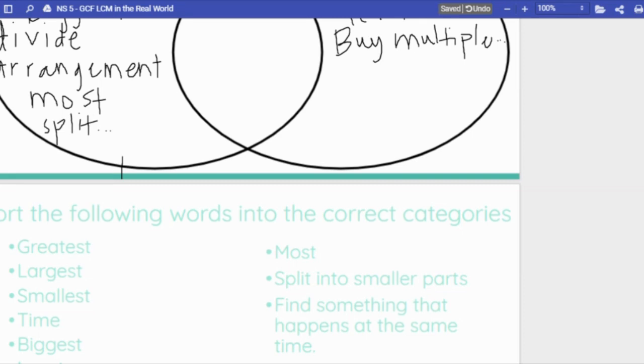Our next one says find something that happens at the same time. Now again, time. Time counts on, right? Every 5 minutes, every 10 minutes. So that happens at the same time is going to go over here in our least category. I'm just going to put same time. And some of these will make more sense when you see them in a real world situation here in a minute.